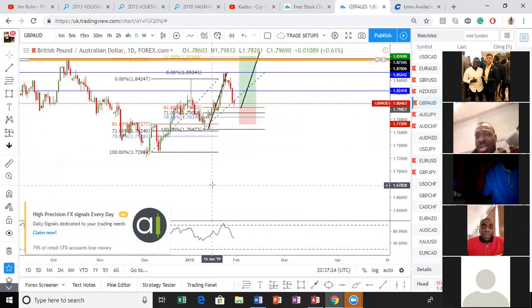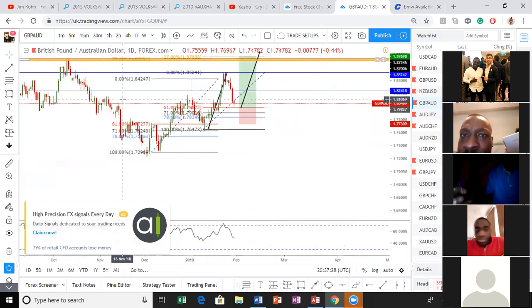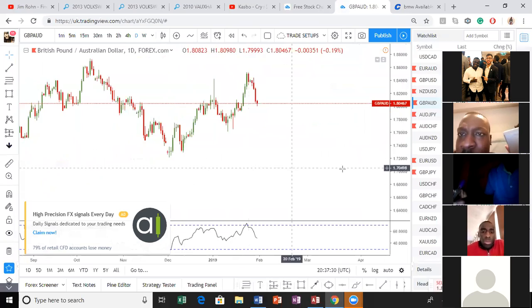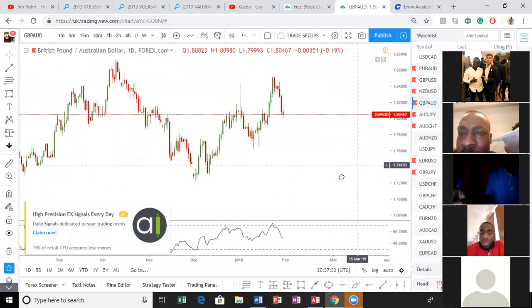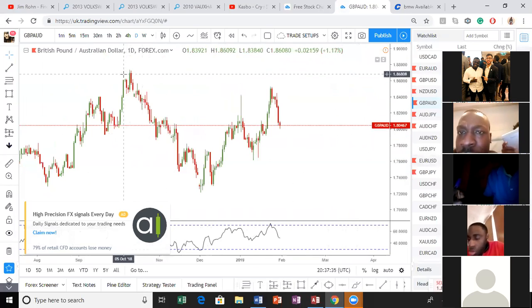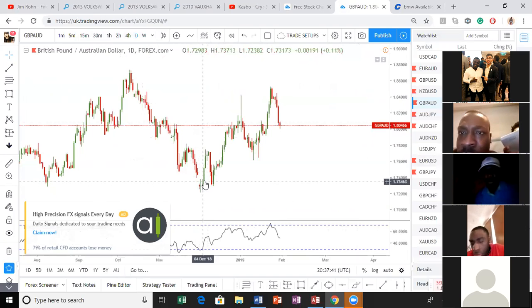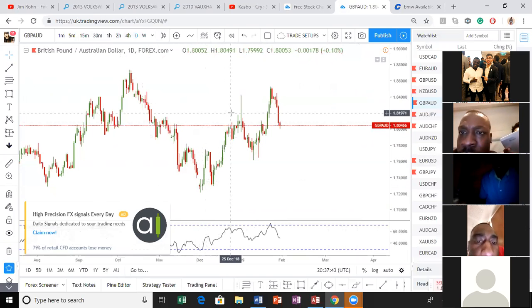Because for the last 4 weeks or so, I've been in the trade. This is the GBP AUD. Let me delete every single thing. I've been in this trade. All I saw was that there was a downtrend on a higher time frame, on the daily time frame. But it got broken to the upside.